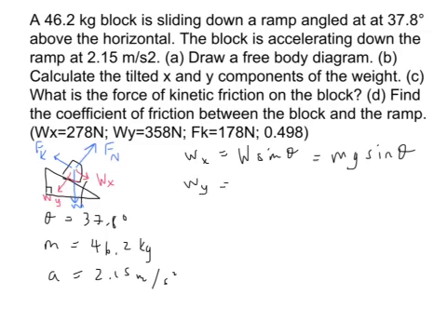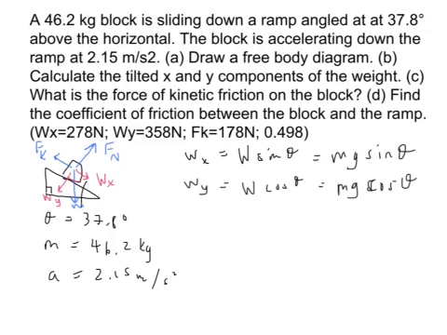Wy, same thing, but instead of sine, it's cosine. Because Wy is the adjacent leg of that right triangle. And then here you do mg cosine theta. So we plug in, m is the same value, g 9.81, theta, you plug in that. And the value you get for Wy is this.